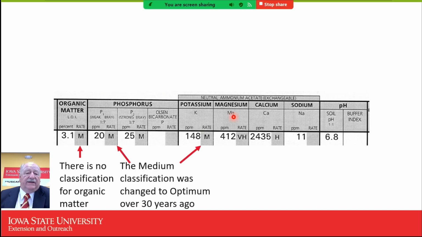And then we can see that here we did the Bray P1 test, and here they did the ammonium acetate test on the potassium, and they classified both as medium. Now, the medium classification disappeared over 30 years ago, but some laboratories still use it. And so if you see an M for medium, that should make your eyebrows go up just a little bit, and make sure that you want to dig into that a little more deeply.